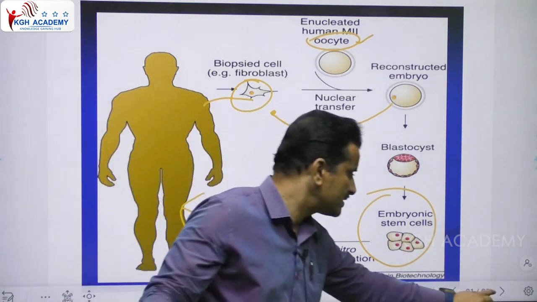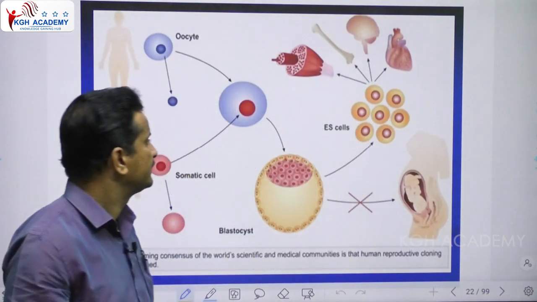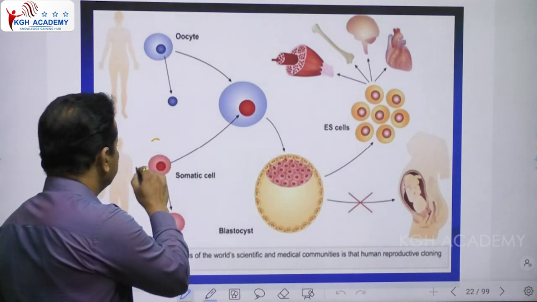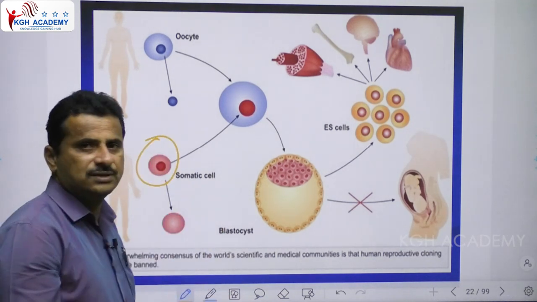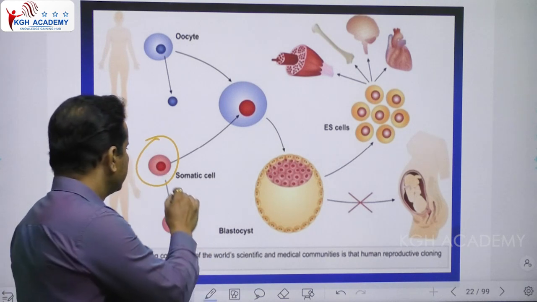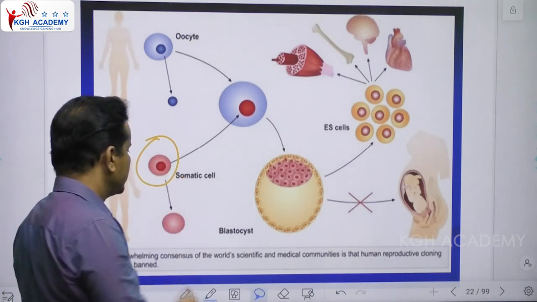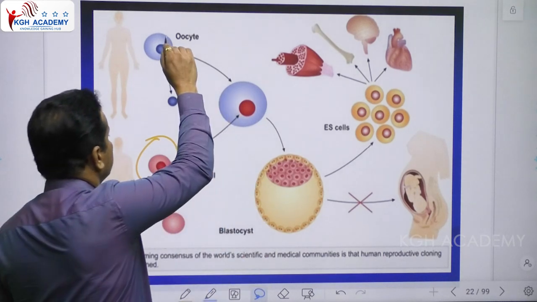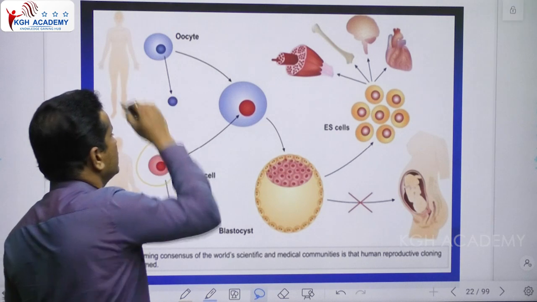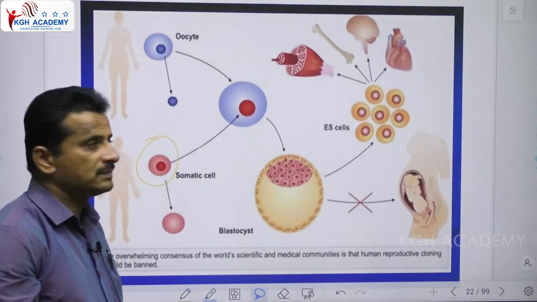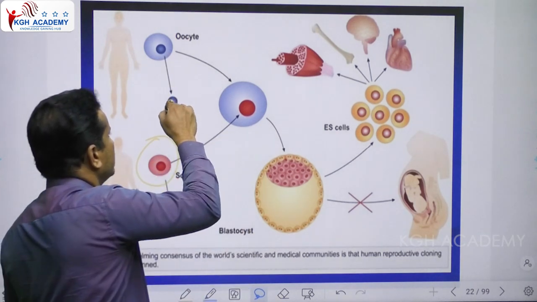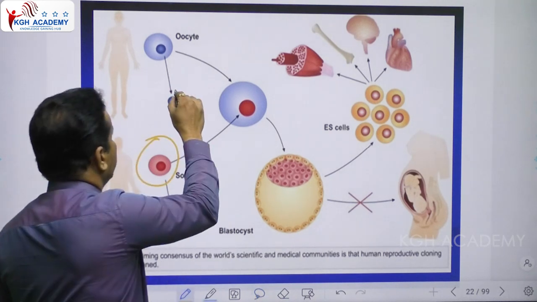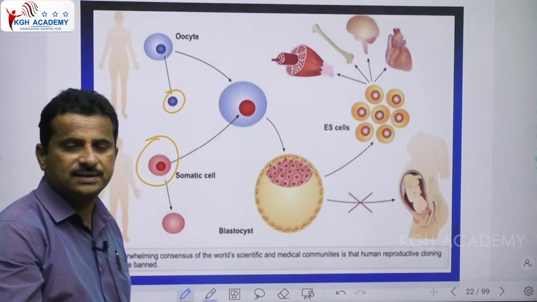Okay, again to understand this, one more slide. It is very clear. See, the somatic cell, with the somatic cell nucleus in red color, this one. And here the egg cell, the oocyte. Here they remove the nucleus from the egg, and the somatic cell nucleus is transferred in.